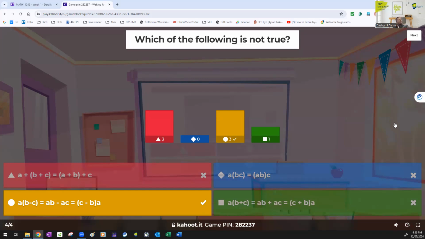Rule out the one that's not correct. So it says not true. That means rule out the one that's true. Obviously, the first one is true: commutative law for addition. Good job. The second one is true. The orange one, B minus C and C minus B.